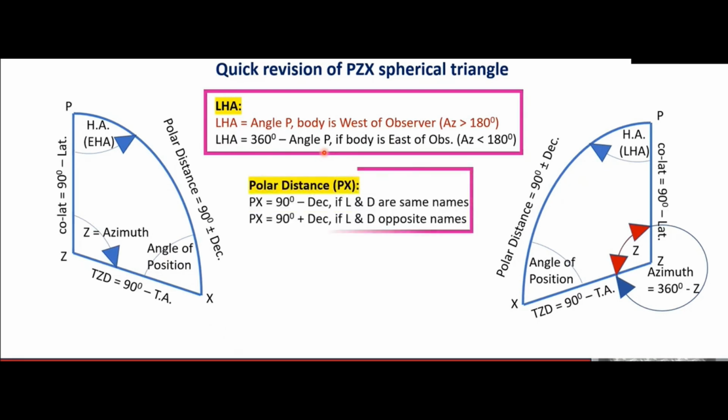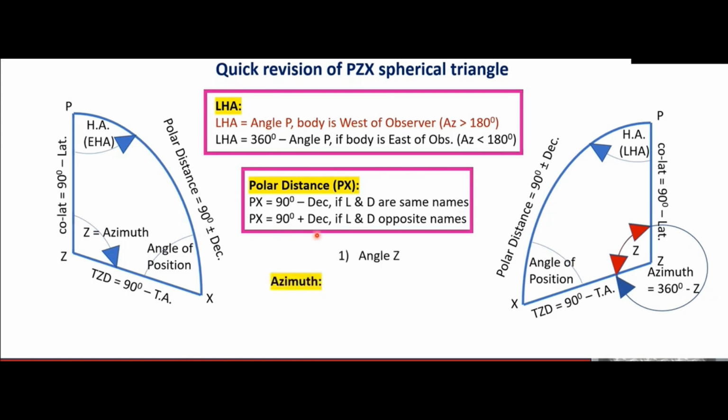How do we decide on polar distance? Now, polar distance will be equal to 90 minus declination of the body if the latitude of the observer and declination of the body are same names. If they are opposite names, Px will be 90 plus declination.